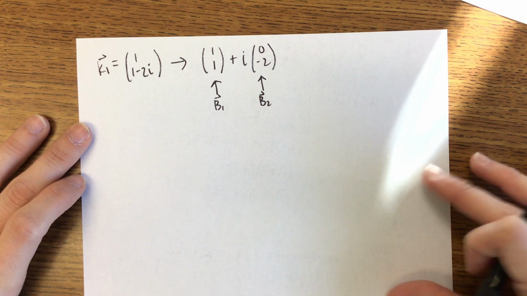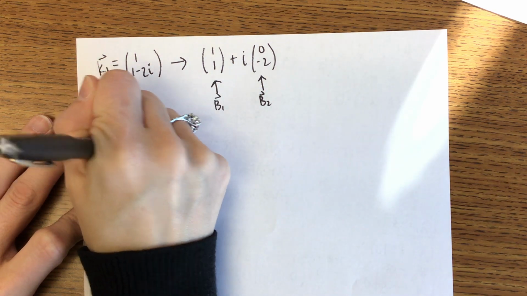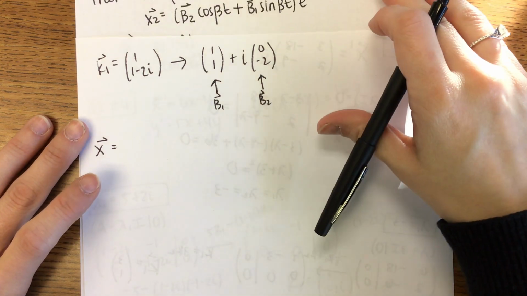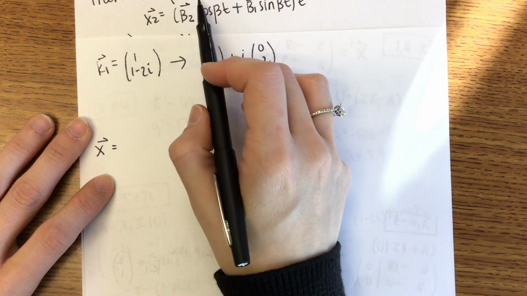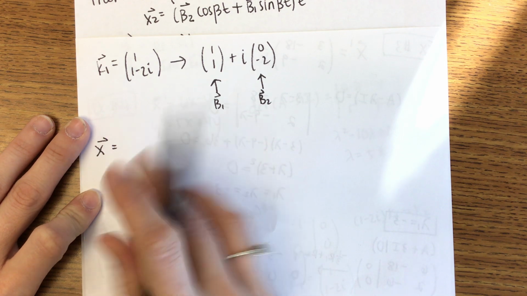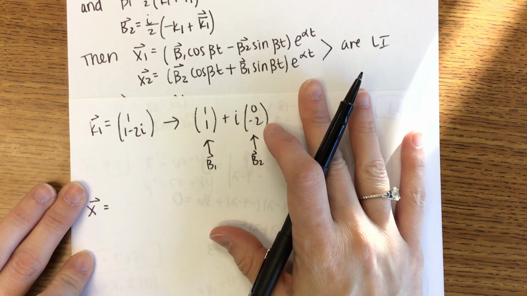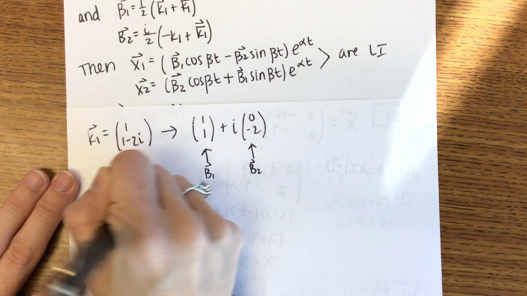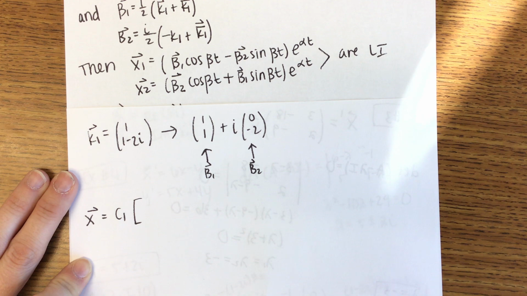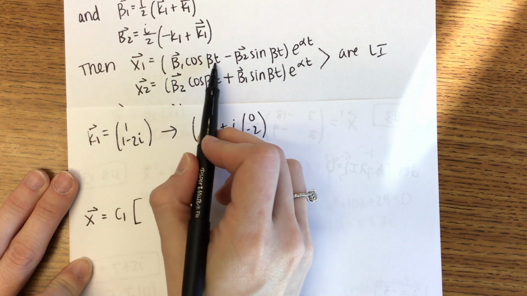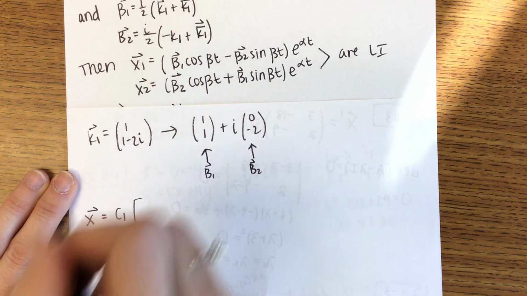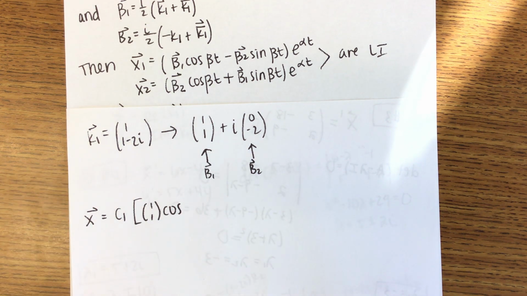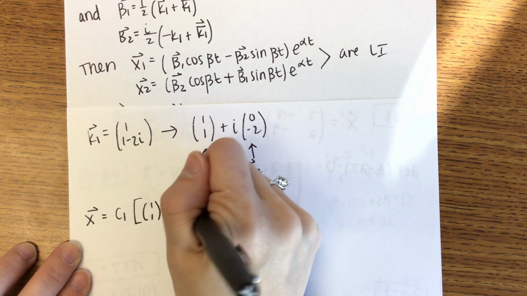So then finally, our general solution. Our two solutions are going to be in this form. I want the general solution though, so I'm going to have to write them together. Okay, so I'm going to have C1 times my first solution, which is b1 cosine of beta t. b1 is that 1, 1. So we get 1, 1 cosine. Our beta in this case is 2.